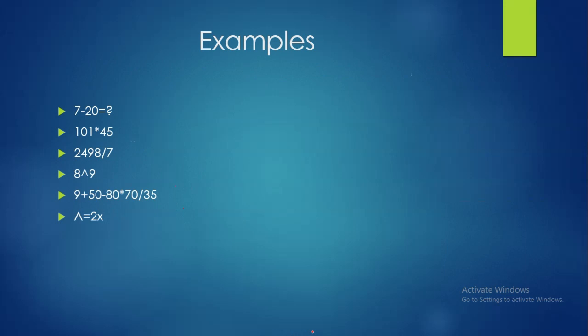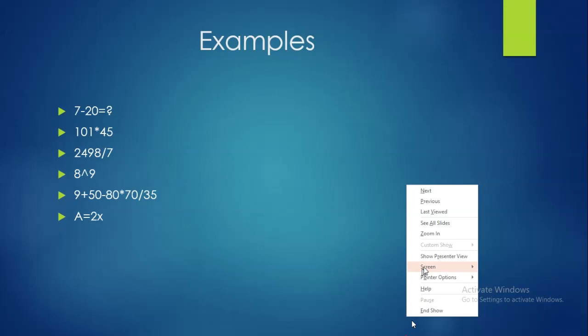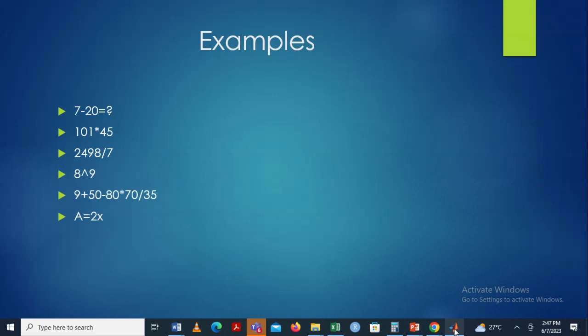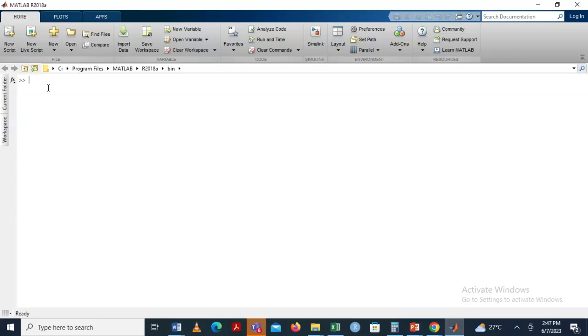So if you have 7 minus 20, let's see if Matlab will be able to return answers for us. So hold on as I open my Matlab. Okay, so now this is the Matlab software package where I'm currently going to work. This is called a command window. You'll see that there is a cursor which is blinking, which is called a command prompt. The command prompt lets you know that Matlab is ready to receive your codes.